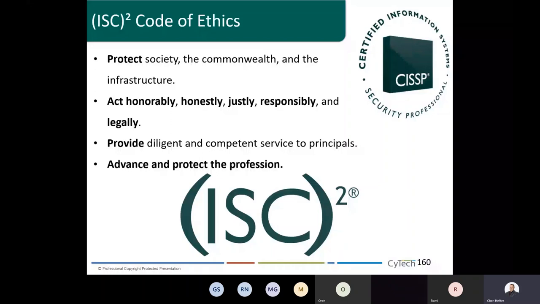You act honorably, honestly, justly, responsibly, and legally, and you provide diligent and competent services to the principals and advance and protect the profession. For example, this bootcamp that I do with you now, advancement and protection of the profession. I enhance the spirit of ISC and the way we do things in the security business, the cybersecurity business. Now, you need to read that and you need to accept and agree to it as you register for the exam. And this is important.